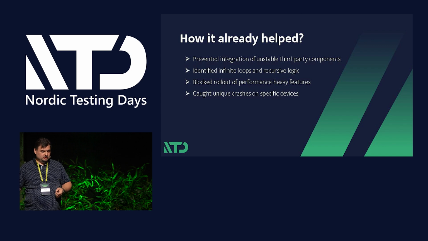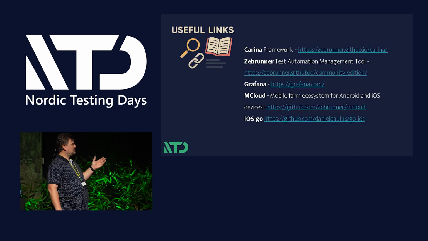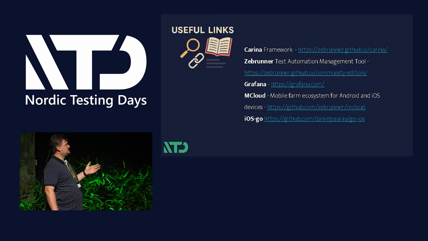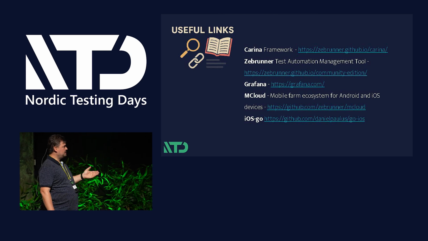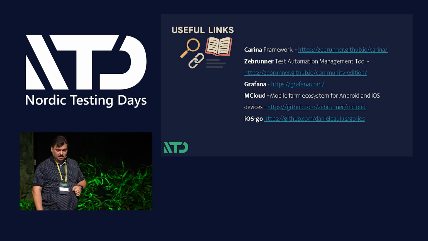What else? Yeah, there are some useful links. It's about the framework, some mobile cloud farm ecosystem that we use. It's for both Android and iOS. Grafana, yep. And also we tried to investigate iOS Go. It's a really good library to work with iOS devices, but still it's not finalized, especially with getting metrics. That's why it's still in process. And yep, probably that's all from my side.